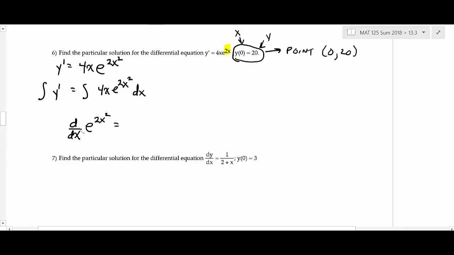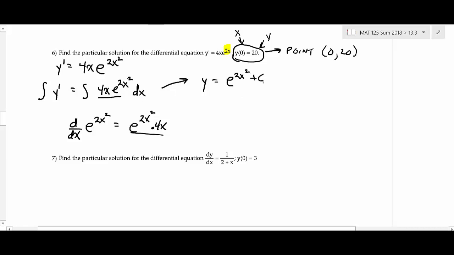Okay, how do you do a derivative of an exponential, e to a power? Okay, it's always two phases. Itself times the derivative of the exponent. So the derivative of that exponent is 4x. So notice that matches that perfectly, doesn't it? Okay, so this means that the antiderivative of y prime is y. The antiderivative of this is just e to the 2x squared plus c.